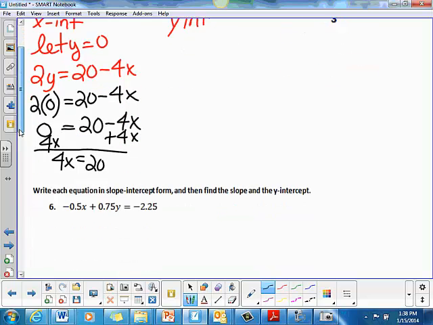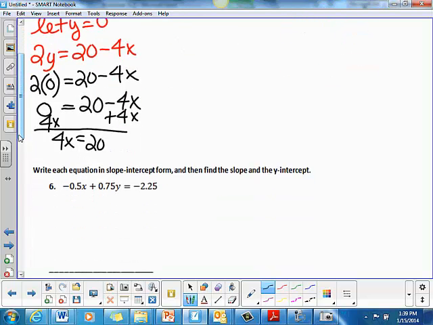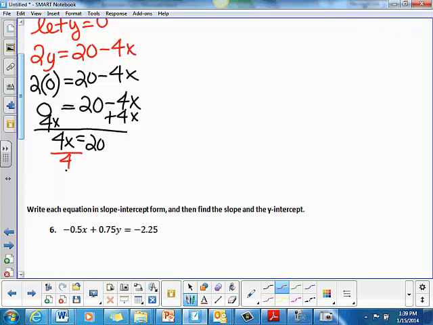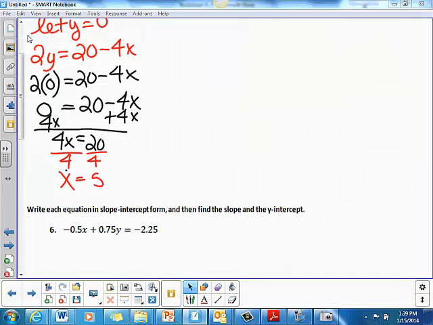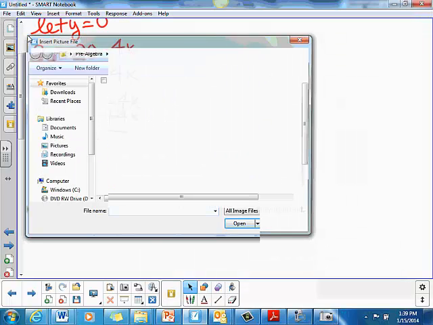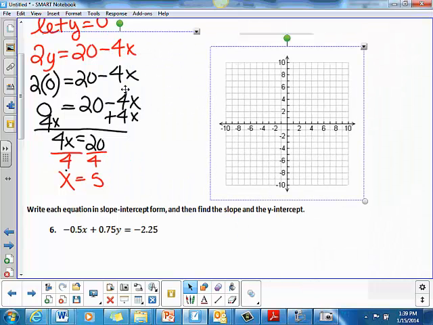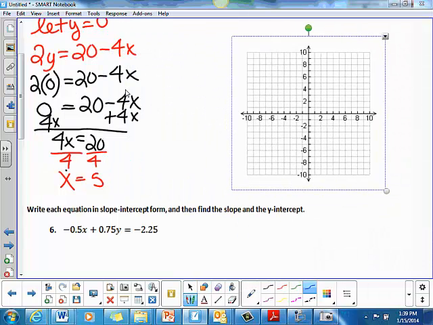So then what should I do? Divide both sides by 4. And when I divide both sides by 4, what do I get? X equals 5. And you're actually asked to graph that, right? And that's the x-intercept. That's what we just said. So that means that this line crosses the x-axis when x equals 5. So we're going to put a point right there.